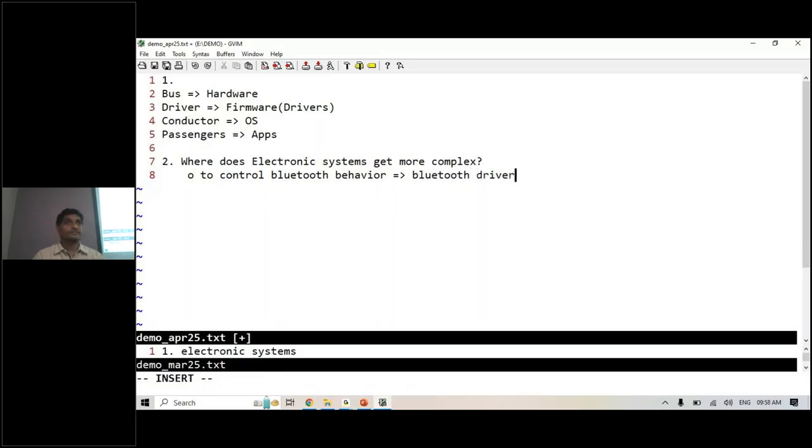Bluetooth driver. Let's say to control USB behavior, USB driver. So for every peripheral, every part of the hardware you have, there will be a driver. Now let's understand what exactly goes into a driver.